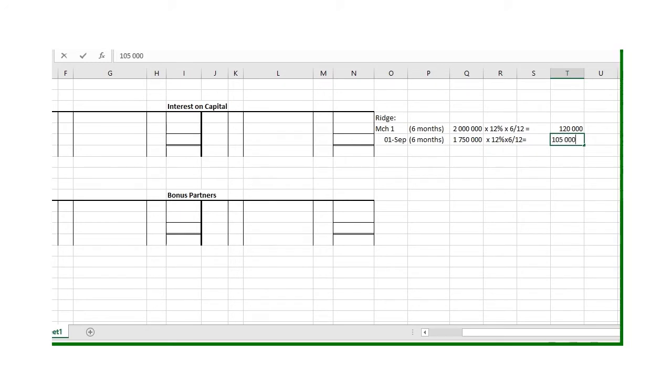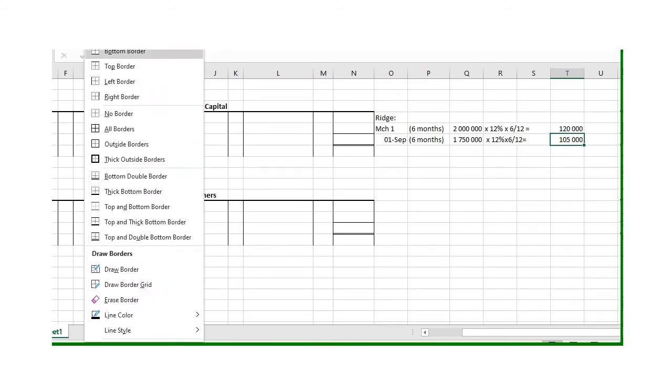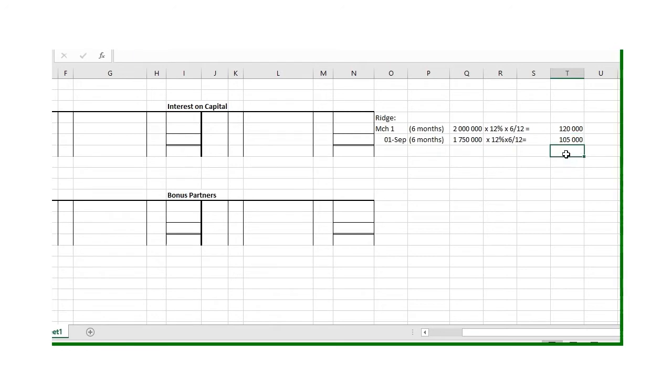105,000. So if I add the first bit, for the first 6 months, 120, to the second 6 months, 105, it gives me 225,000. And that would have been Rich's interest on capital.